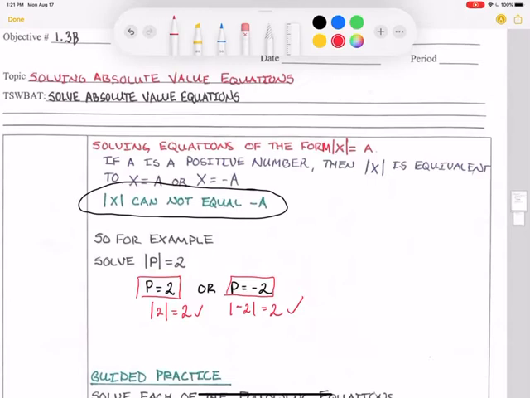Now I know that I just said it can never equal a negative number, but this doesn't equal a negative number. I know that we have negative 2 circled here, but this means when I take the absolute value of negative 2, which is what I checked here, I came out with a positive number.